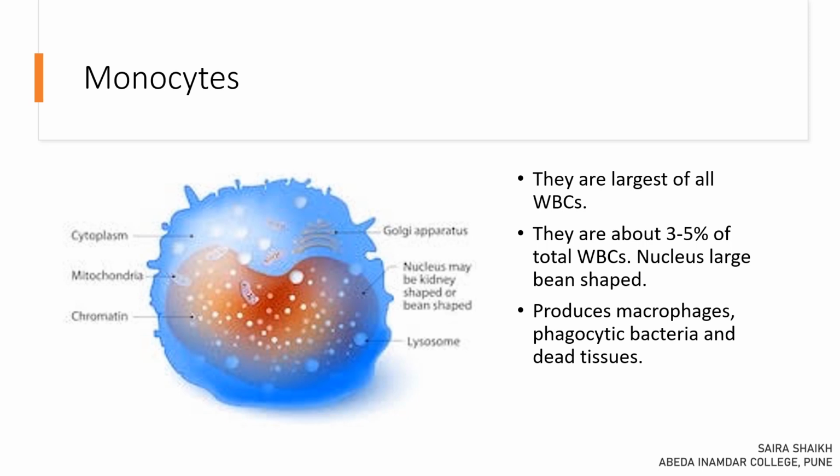Monocytes are one of the types of agranulocyte. It is the largest cell of WBC. They are about 3 to 5% of the total count of WBC. They have a bean-shaped nucleus. They produce macrophages. Macrophage cells are phagocytic in nature. They engulf the bacteria and dead tissue and digest them. That's why macrophages are called scavenger cells.